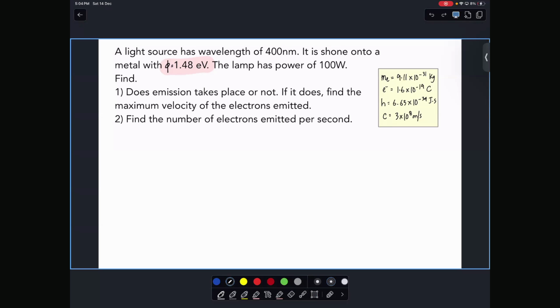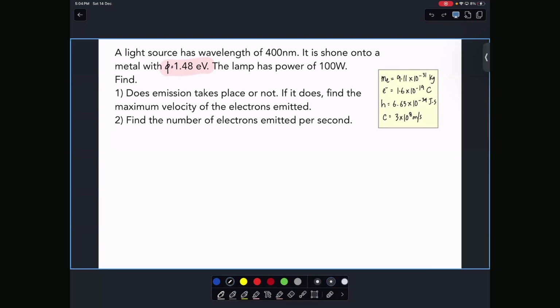Okay, let me say one thing, then we can go faster. Has anyone found what was the energy of the photon? How much is it? eV. Okay, so emission takes place. Do you agree with that?